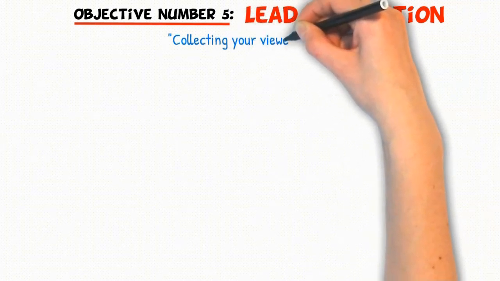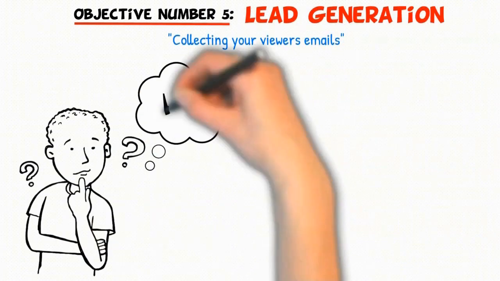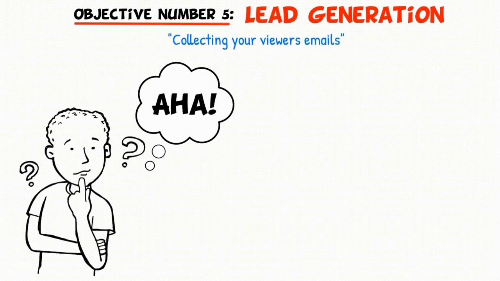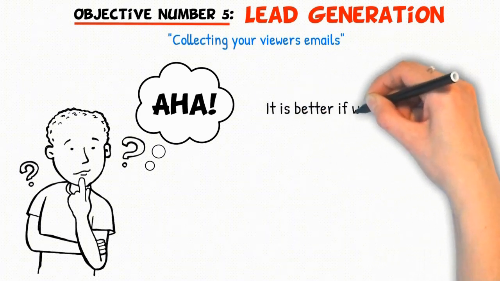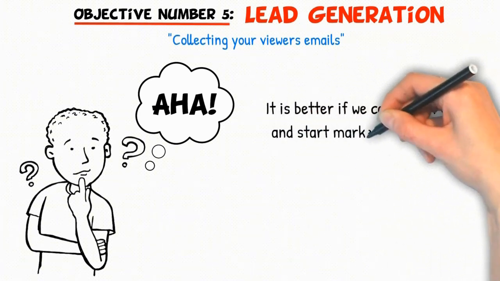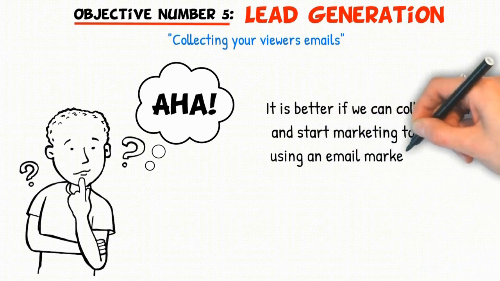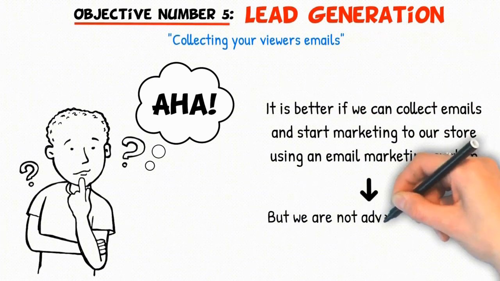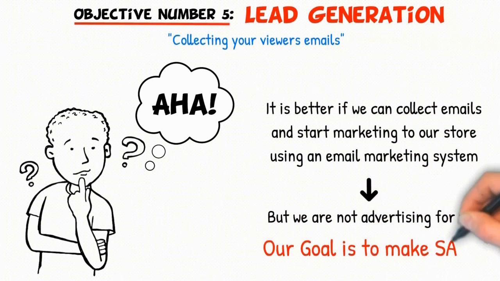Objective number 5, lead generation. The simplest translation of this objective is collecting your viewers' email. We will not explore lead generation now because it's not what we want. Of course, it's better if we can collect emails and start marketing to our store using an email marketing system. However, this is not our goal for now. Now we are not optimizing our campaigns to generate leads because our aim is to make sales.